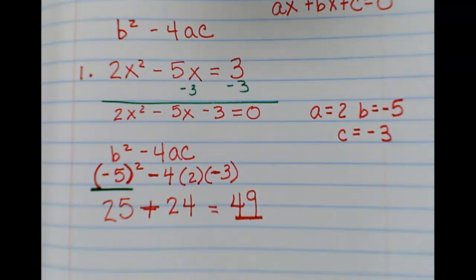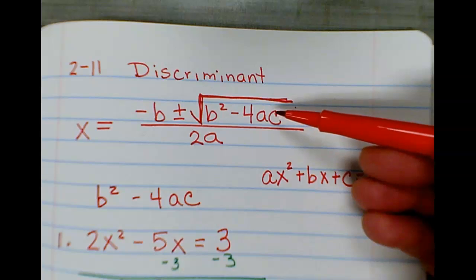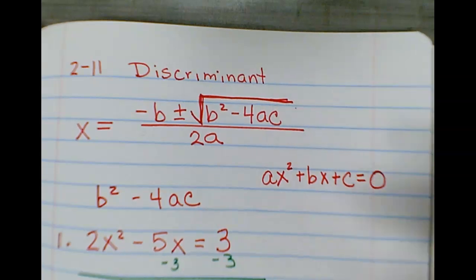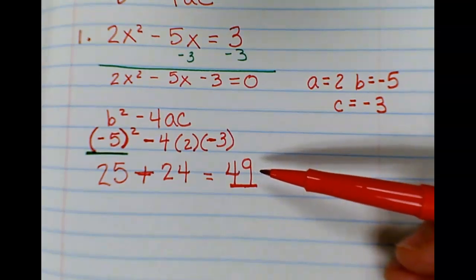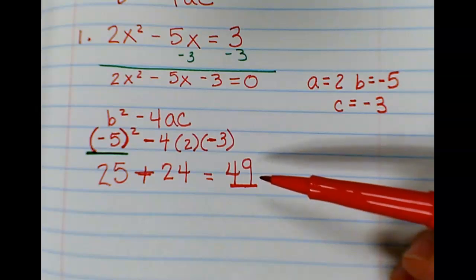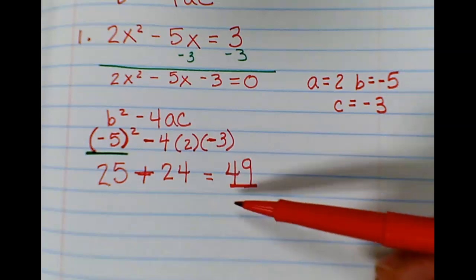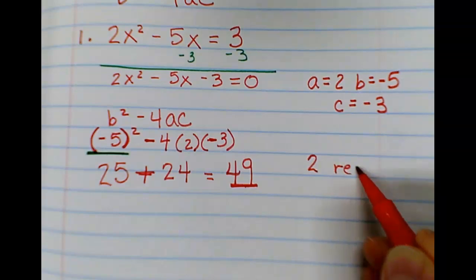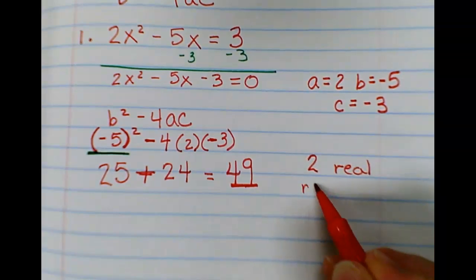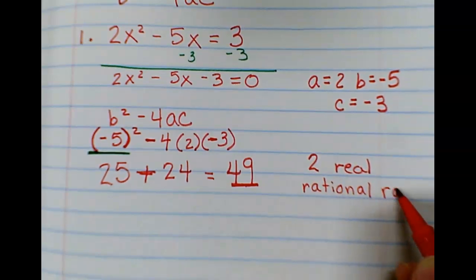So what? Well, here's the importance of the discriminant. The discriminant is the number underneath the square root sign. Is this a perfect square number? So that means when I work out the quadratic formula on Monday, that's going to give me a whole number answer. That means that I will have 2 real, rational roots.